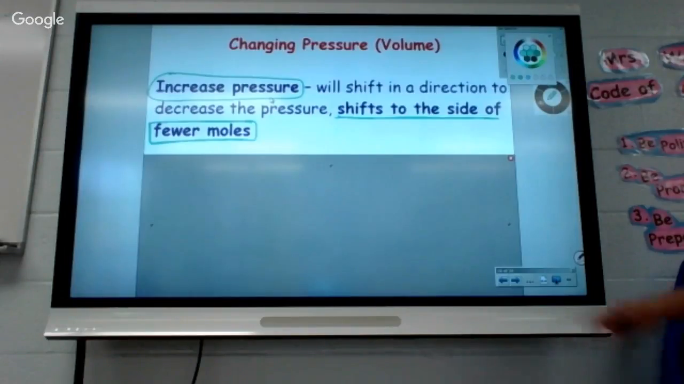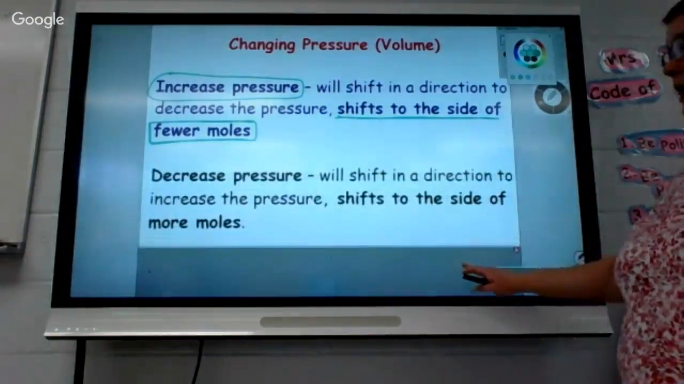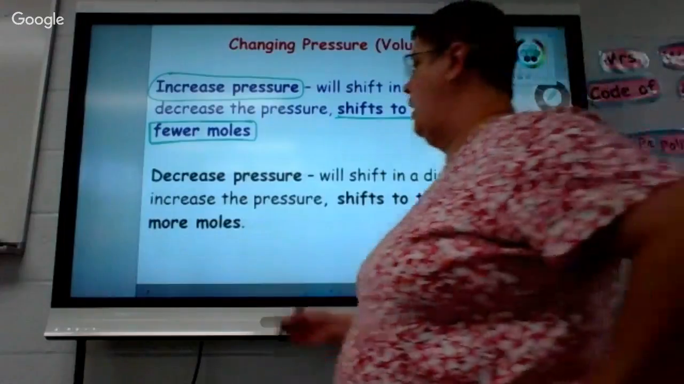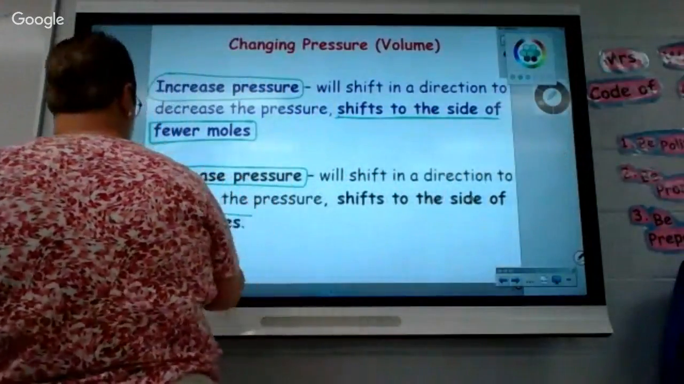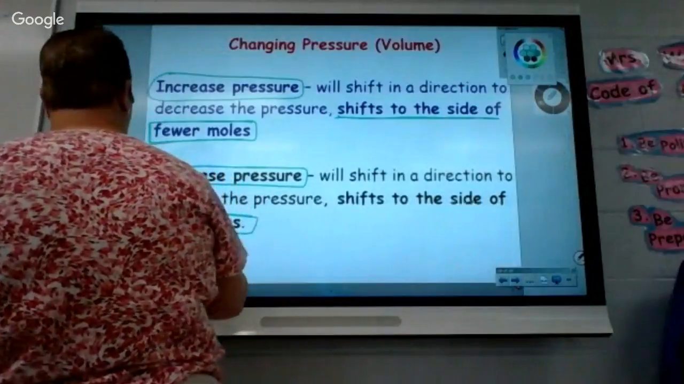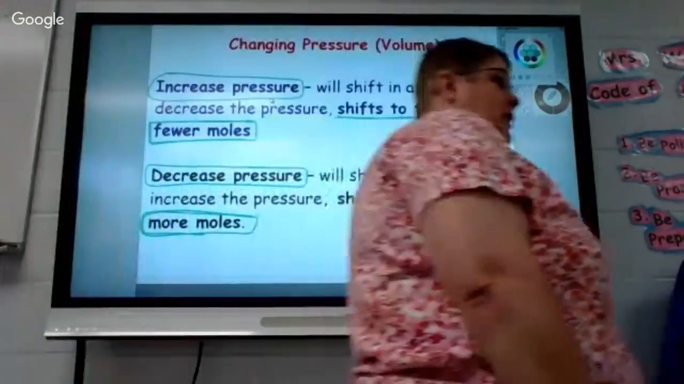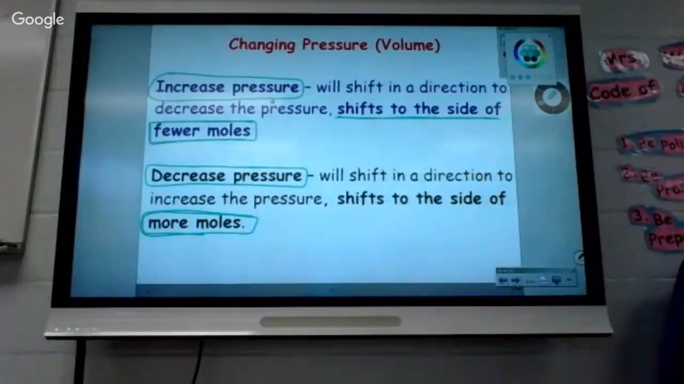So if we decrease the pressure, same thing, except we're looking for more moles. Because the equilibrium system is looking to find a side that has greater pressure.